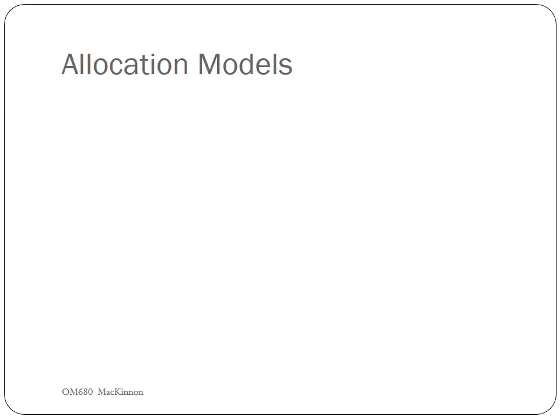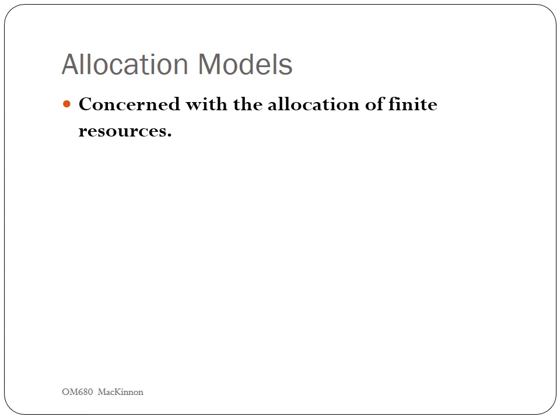So we're going to talk about allocation models, the first set of models that we're going to use in linear programming. They are concerned with the allocation of finite resources. This is a very classic problem in business. Everybody has finite resources. They can only go so far. So you want to allocate them wisely in order to maximize something or minimize something else.